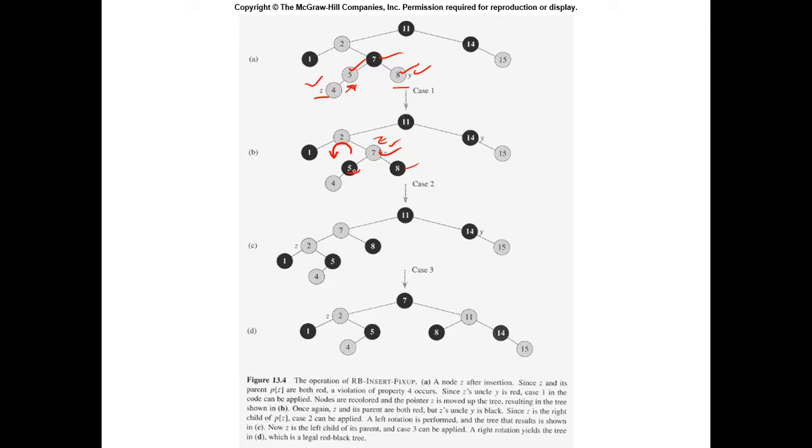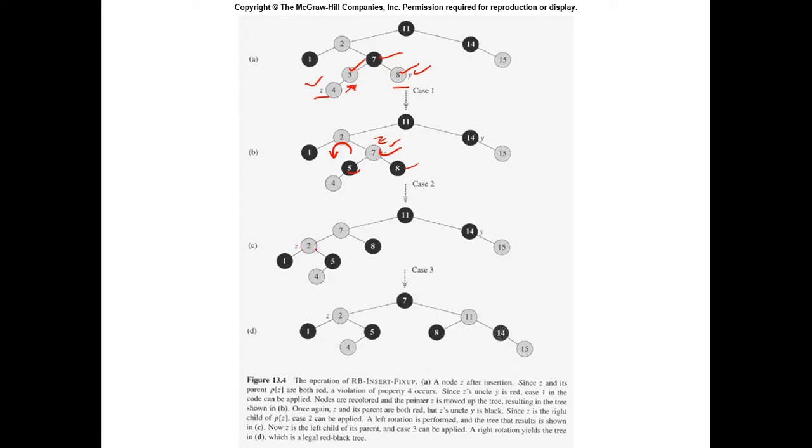Left of 7, that is 5, will go to the right of 2. You can see here this 5 has gone to the right of 2, and 2 will come to the left of 7, and 7 will occupy its parent position. So after you apply a right rotation, you got this tree like this.